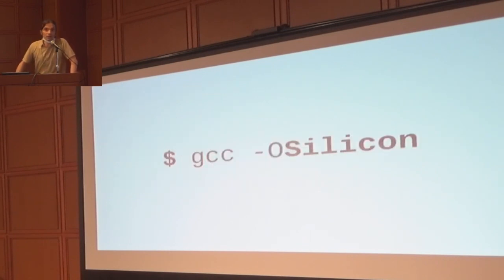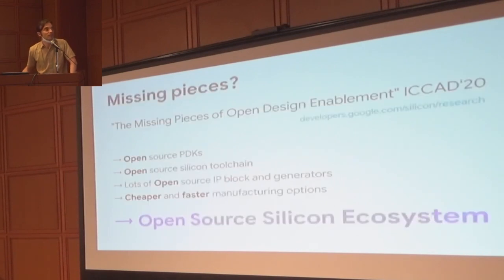So we started with a vision of how we can make the tools better for software engineers to be able to develop. At Google, we want software engineers and hardware engineers to be able to work together and co-design chips. So we started a bit like a joke: what if there was an optimization flag inside the compiler that we all use that allows us to produce silicon design? We are not there yet, but we made good progress.